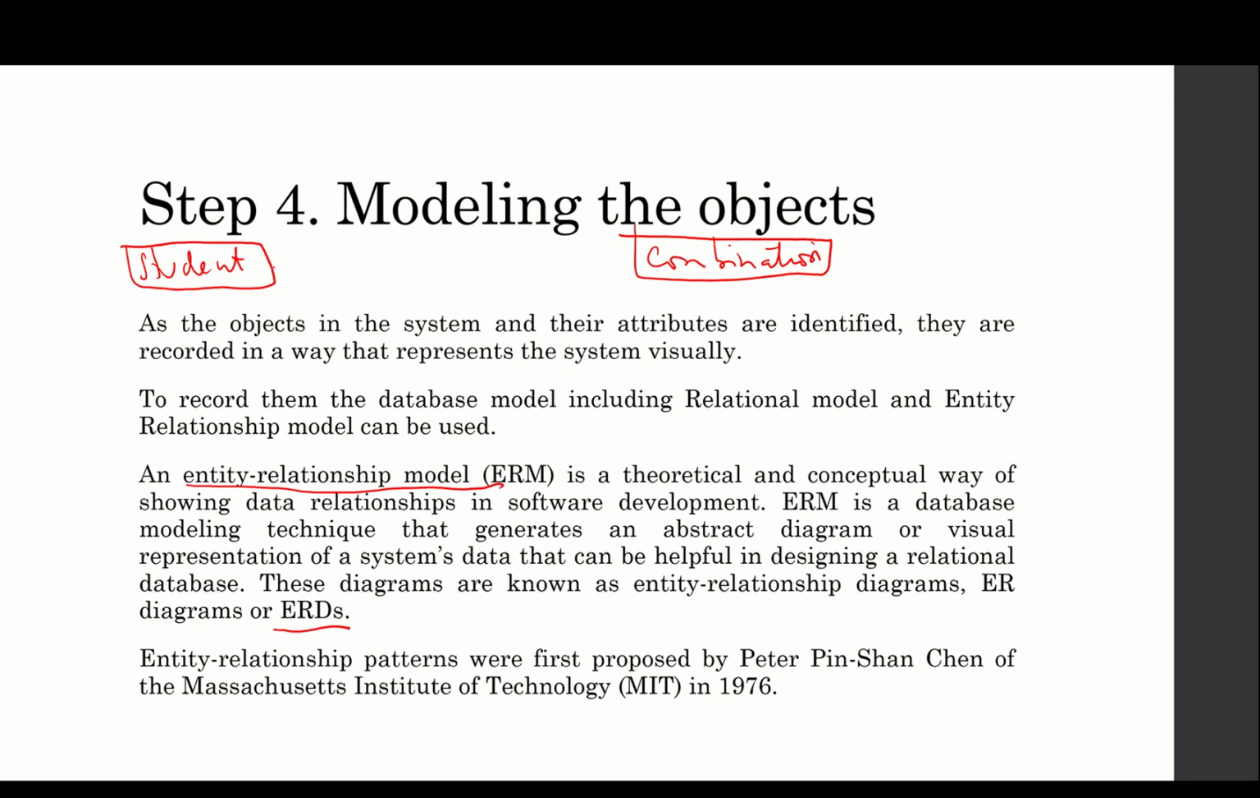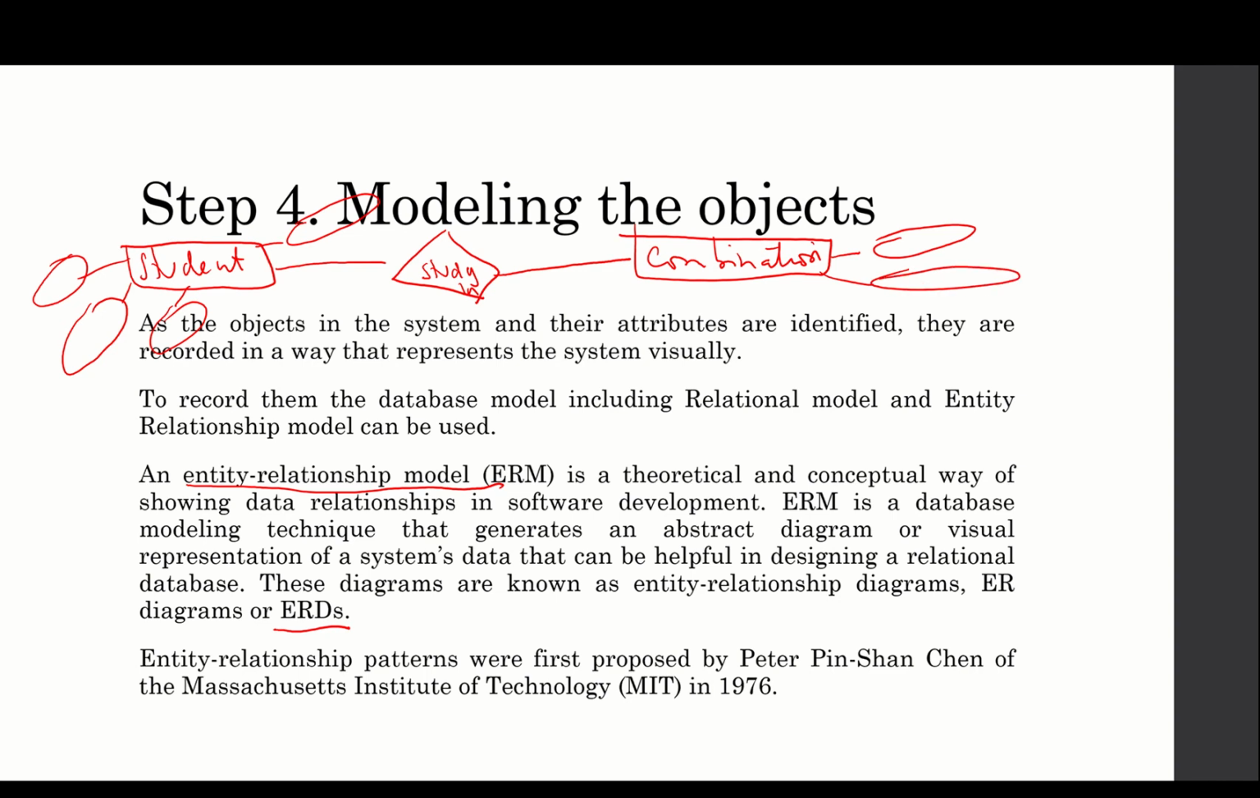Then you are going to establish a relationship between the student and the combination. So what will be the relationship? The relationship will be, for example, study in a combination. So this is the relationship. But this student also should have a list of attributes like first name, age, last name, and so on. Also, the combination will have its attributes.